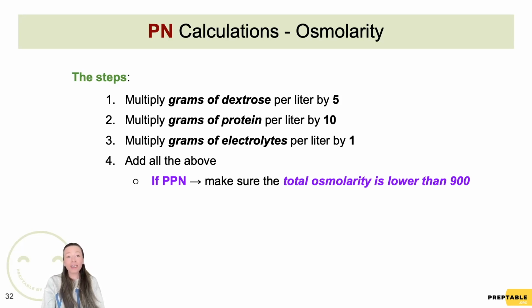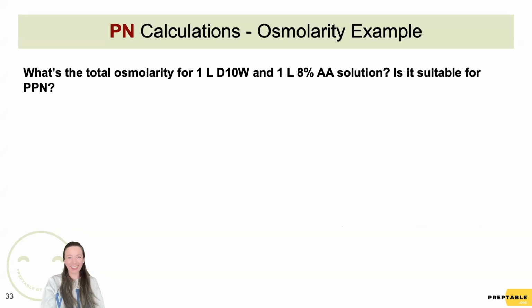Finally, remember that for PPN, where solution is administered through the peripheral veins, we need to ensure that the total osmolarity is kept below 900 milliosmoles per liter, and this precaution helps minimize the risk of vein irritation. That is why we do this. Let's illustrate the process with an example.